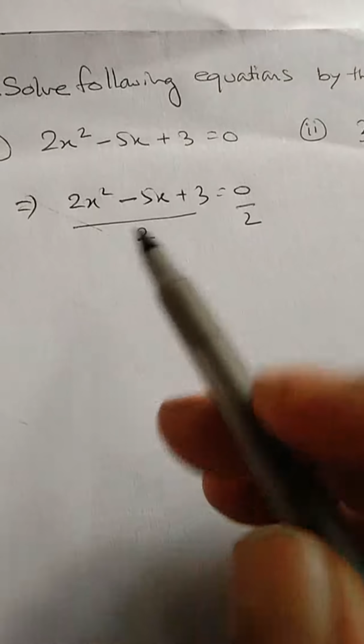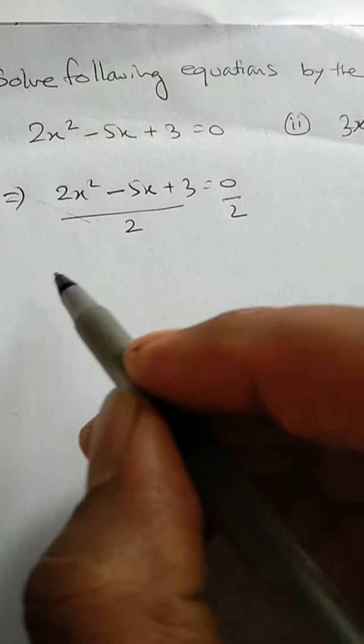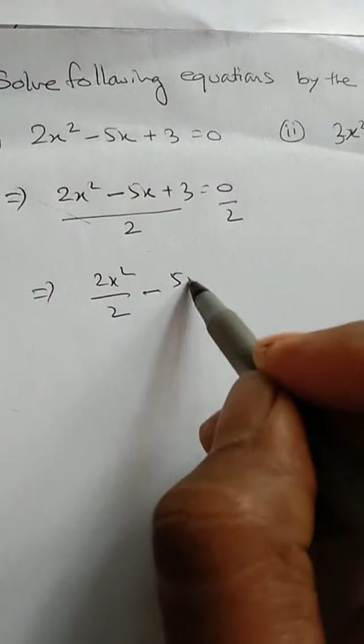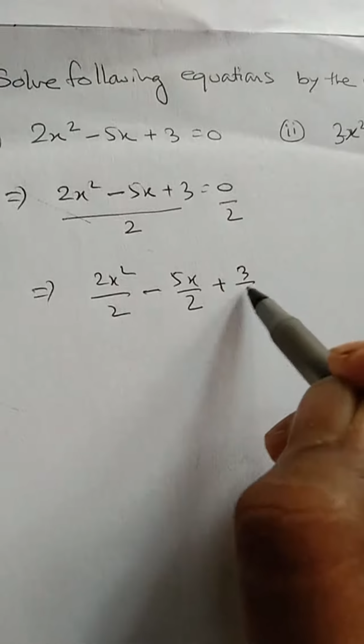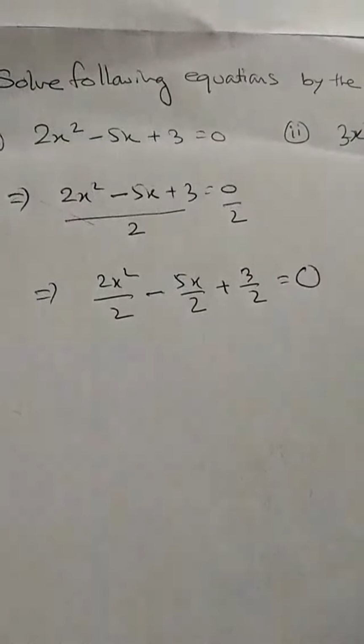So we have divided both sides by 2, then this will become 2x² by 2 minus 5x by 2 plus 3 by 2 equals 0 by 2, that means 0.